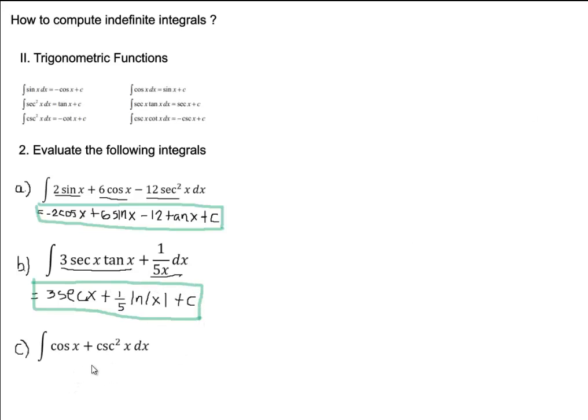Next is the integral of cosine x plus cosecant squared x dx. For the first term, cosine x, the integral of cosine is positive sine, so sine x. Second term, cosecant squared, so the integral is negative cotangent, so negative cotangent x. Then plus, don't forget, plus c. That is the answer.